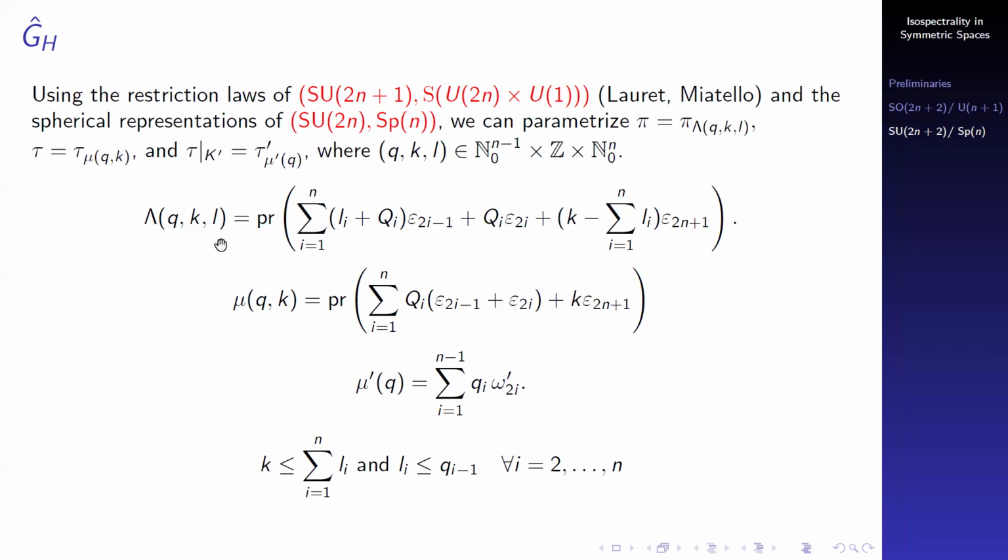So we have this formula for lambda, mu, and mu prime. And of course, we need a condition, which came from the branching law and from the spherical representation of this pair. We have this condition with the L, k, and the Q's. So that was a long computation to achieve these three formulas.